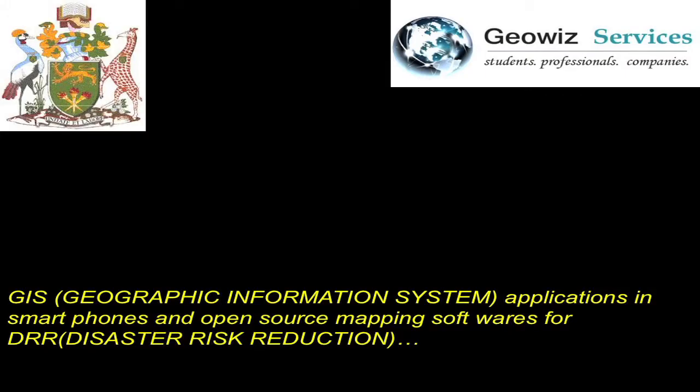I'm Mutitu Raphael. I'm a student at the University of Nairobi, taking geospatial engineering and space technology. I represent GOs as a co-founder where we connect student professionals and companies. I'll be talking about GIS applications on smartphones and open source software for disaster risk reduction in a project we are doing with the aim of mapping the whole of Kenya.